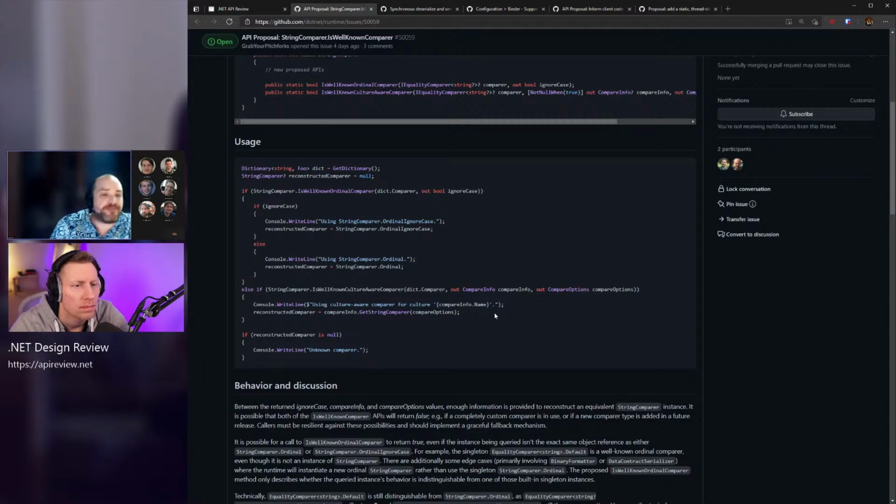So yes. Okay. Yeah. So ideally, what I actually want to return to you is three things. The first option is this is ordinal and it's ordinal or ordinal ignore case. The second option is it's culture aware. Here's a compare info. Here's a compare options. And the third return value is I don't know what this is. But because we don't have discriminated unions in the runtime yet and in the compiler, I can't use a discriminated union for this.